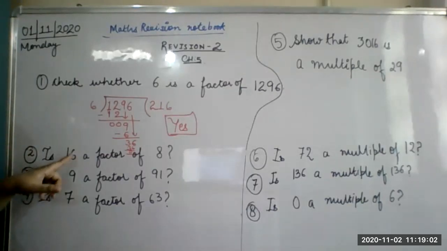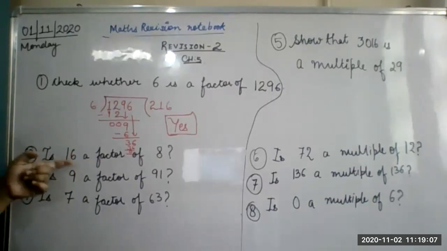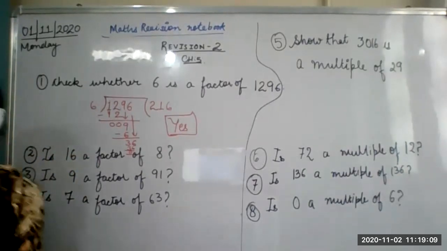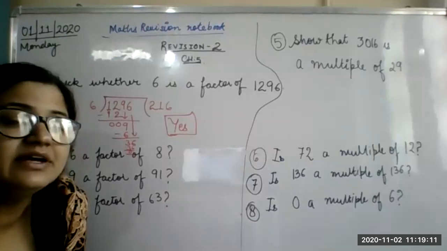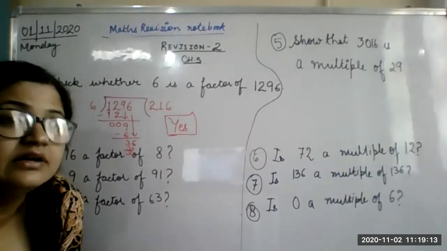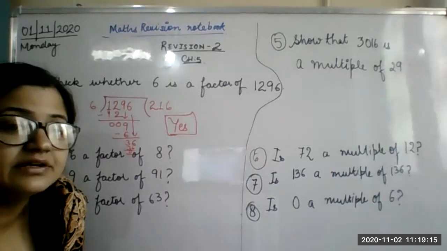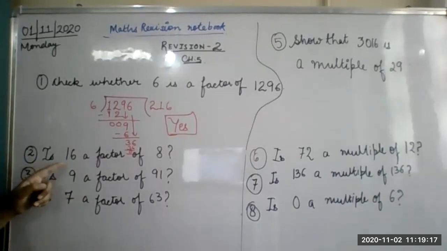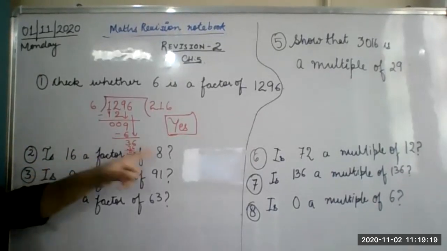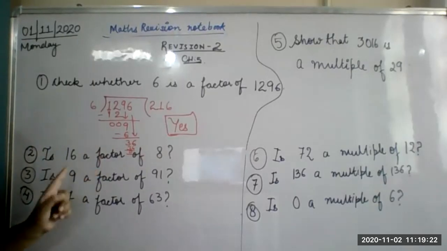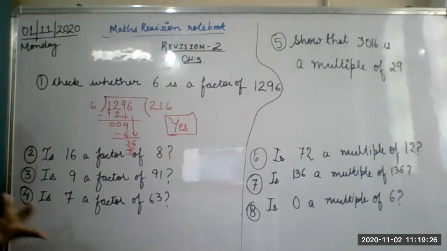In the second one, is 16 a factor of 8? Most of you, even Anjali, have written yes. Why? Beta, a factor can never be greater than the number. A factor can never be greater than the number. They are saying 8 is coming in the table of 16. 16 ones are 16. It is not coming.